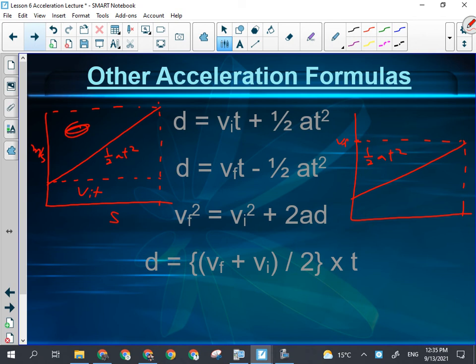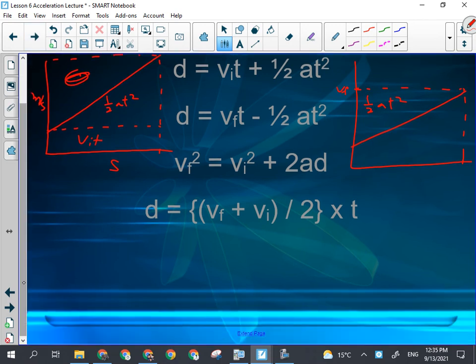VF squared equals VI squared plus 2AD. Not really to do with graphing as much. That one's going to be used a lot in projectile motion, and we'll talk about that one in a bit. And then there's this one here at the bottom, which you've actually already seen before.